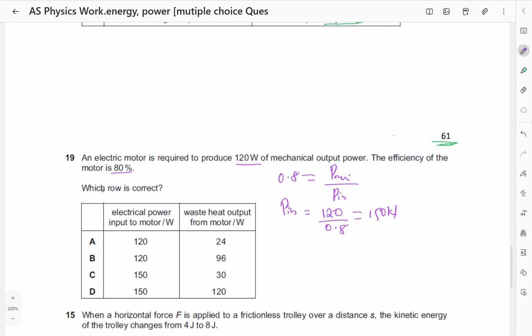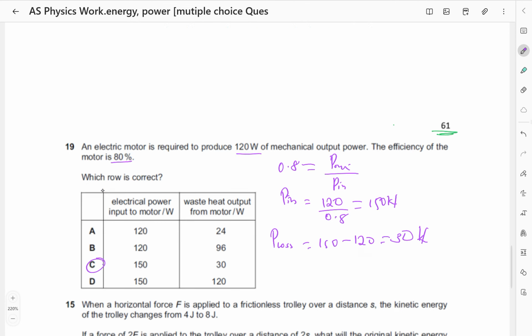So what is the waste heat output from the motor? That is the power loss, the power waste heat output from the motor in watts. So the power loss is going to be 150 minus 120, which is giving us 30. So this means our answer is going to be C.